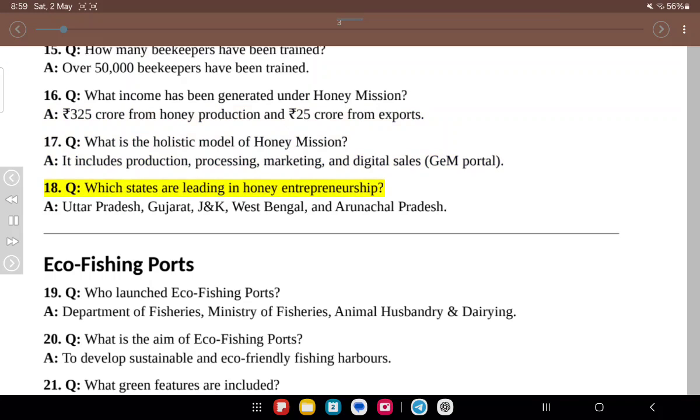18. Q. Which states are leading in honey entrepreneurship? A. Uttar Pradesh, Gujarat, J&K, West Bengal, and Arunachal Pradesh. Eco-fishing ports. 19. Q. Who launched eco-fishing ports? A. Department of Fisheries, Ministry of Fisheries, Animal Husbandry and Dairying.